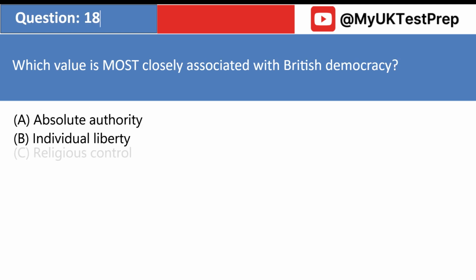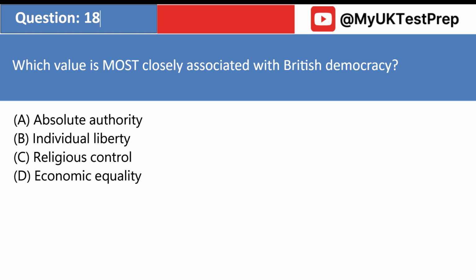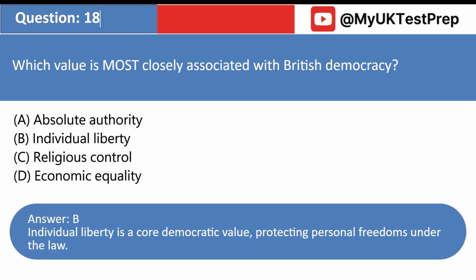Which value is most closely associated with British democracy? A. Absolute authority. B. Individual liberty. C. Religious control. D. Economic equality. Answer: B. Individual liberty is a core democratic value, protecting personal freedoms under the law.